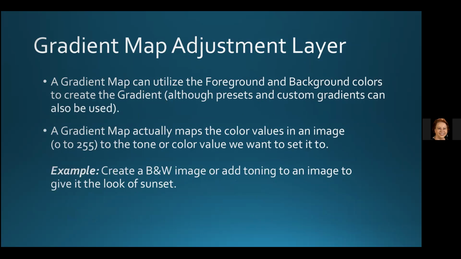And then a gradient map adjustment layer utilizes the foreground and background colors to create the gradient, although presets and custom gradients can also be used. A gradient map is actually mapping the color values in an image, the 0 to 255, to the tone or color value we want to set it to. For example, you could create a black and white image or add toning to an image to give it the look of a sunset or a sepia tone or anything like that. I'm going to show you some projects with both gradients and gradient maps, and you can see how they work and how you can use them in your own work.